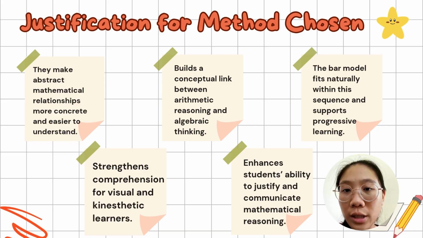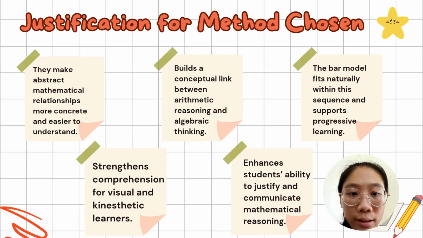So here's the justification for the method chosen. The bar model method makes abstract mathematical relationships more concrete and easier to understand. Besides, it builds a conceptual link between arithmetic reasoning and algebraic thinking. Apart from that, the bar model fits naturally within a learning sequence and supports progressive learning.